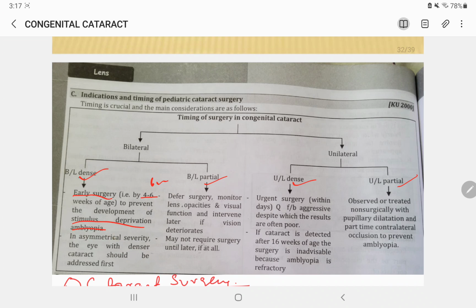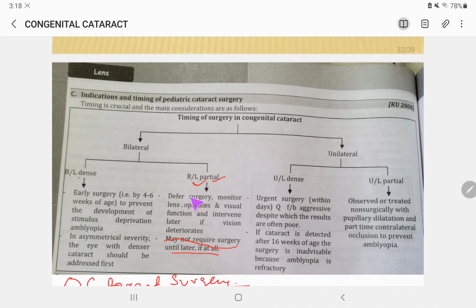In the asymmetrical case, if both eyes have dense opacity, which surgery should we do first? If one eye has more severity and the other has less, the denser cataract should be addressed first. And in bilateral partial, we defer surgery, monitor lens opacities and visual function, and intervene if needed; it may not require surgery if it is bilateral but partial.